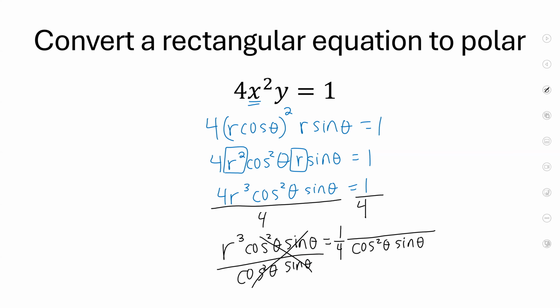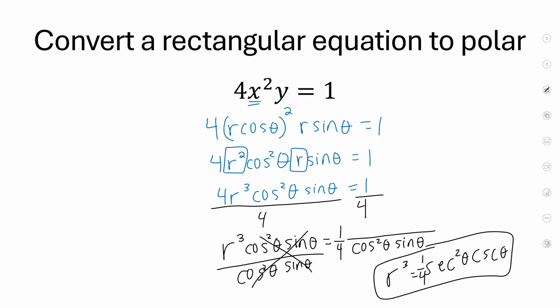And we just don't want fractions. So what did you guys put? What's 1 over cosine squared? Secant squared. And what's 1 over sine? Cosecant. And if you want to get rid of the 3, what can you do? Yep, you could cube root it to just make it a plain r instead of an r cubed. And that's it.